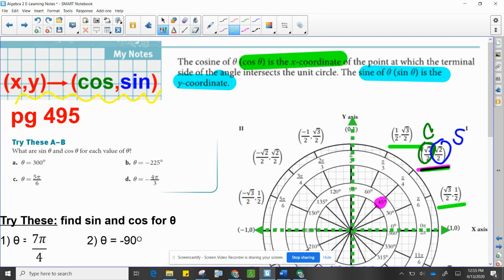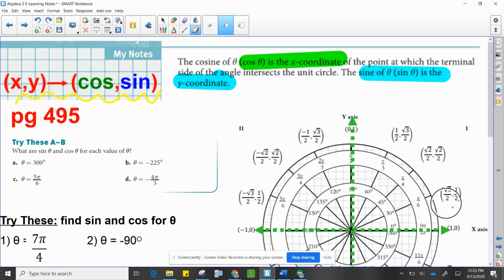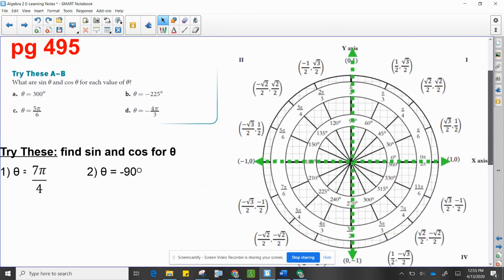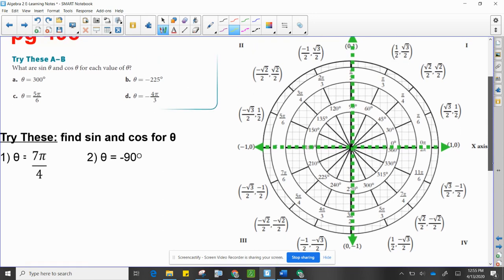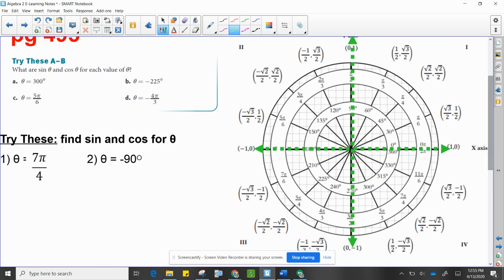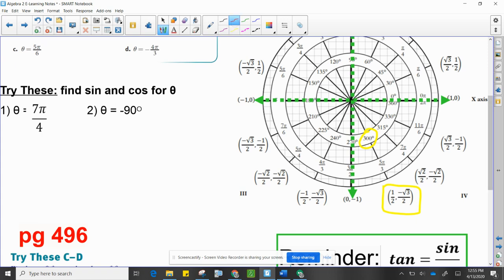So let's jump into some examples here. In this first example, they want us to find the sine and cosine for each value of theta, so for each angle. In A, we have 300 degrees. All you really have to do is find 300 degrees on the unit circle and then look at the coordinate, the x and the y, and they'll tell you your cosine and your sine. So 300 degrees is right here. We're going to be using this ordered pair: 1/2 comma negative root 3 over 2.